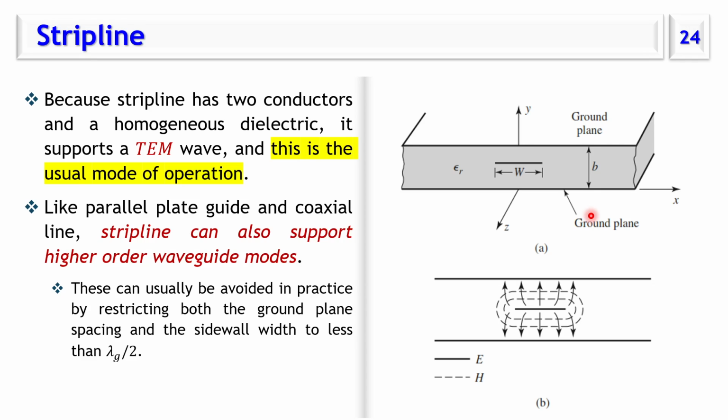For the strip line, this is the signal trace, and we have two reference planes, and the separation between them is filled with a dielectric material. Because the strip line has two conductors, it can support TEM waves, and this is the usual mode of operation. Because it's like a parallel plate guide, strip line can also support higher order modes, even though the TEM mode is the dominant mode.